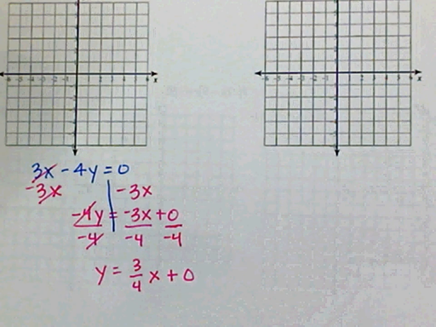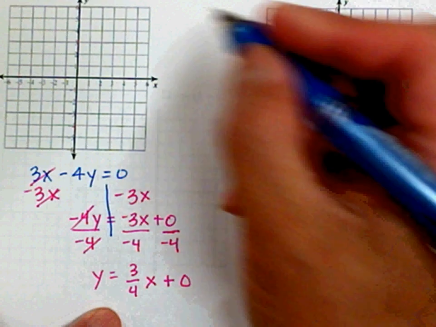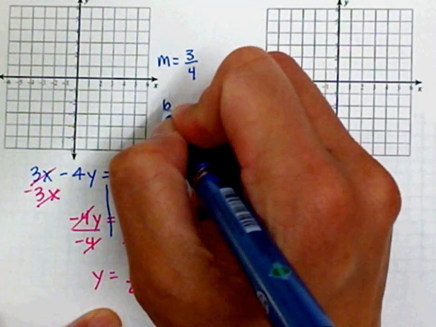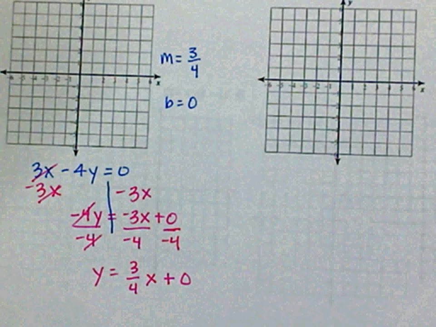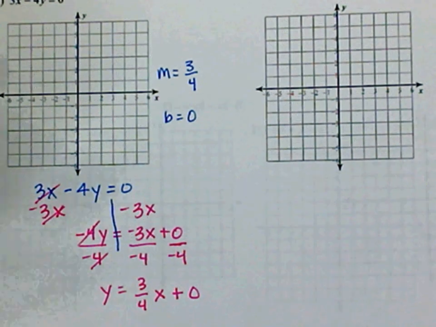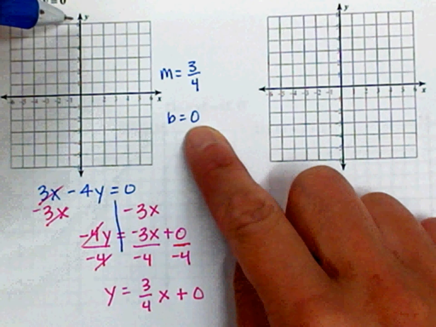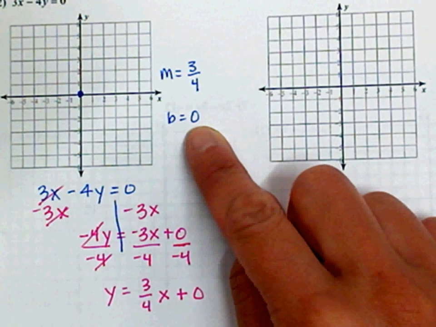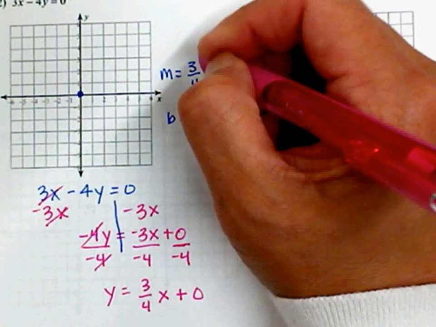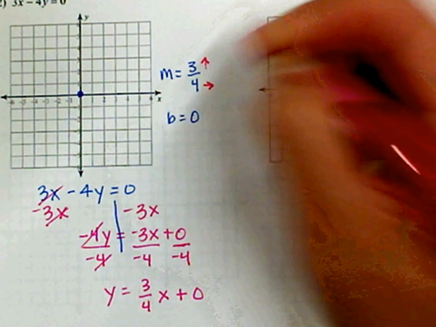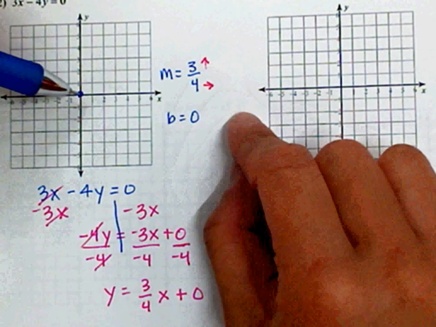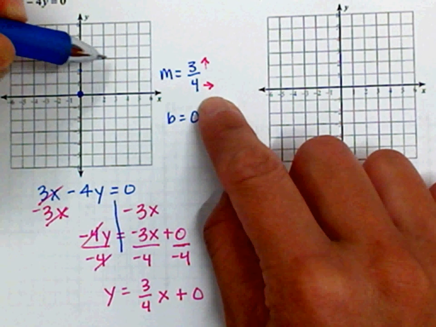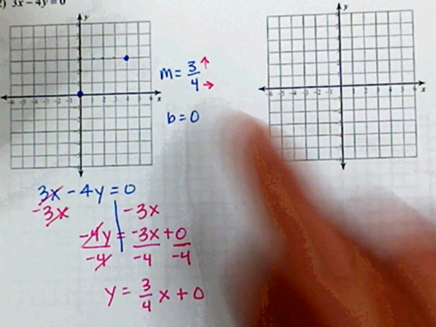And now if you take a look, what do you have for your slope? Your slope is 3/4. What is your y-intercept? 0. Okay, so now we're going to graph. You graph the b first. Here's your y. Y goes up and down, so there's your 0. Okay, so your slope here, you're going to go up 3, to the right 4, because up is positive. So you're going to go 1, 2, 3, 4 to the right. 1, 2, 3, 4. And there you have your 2 points.